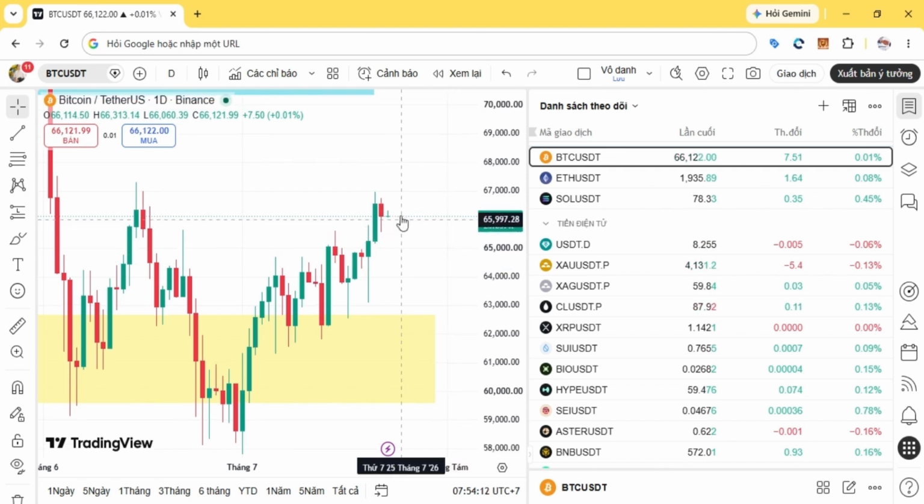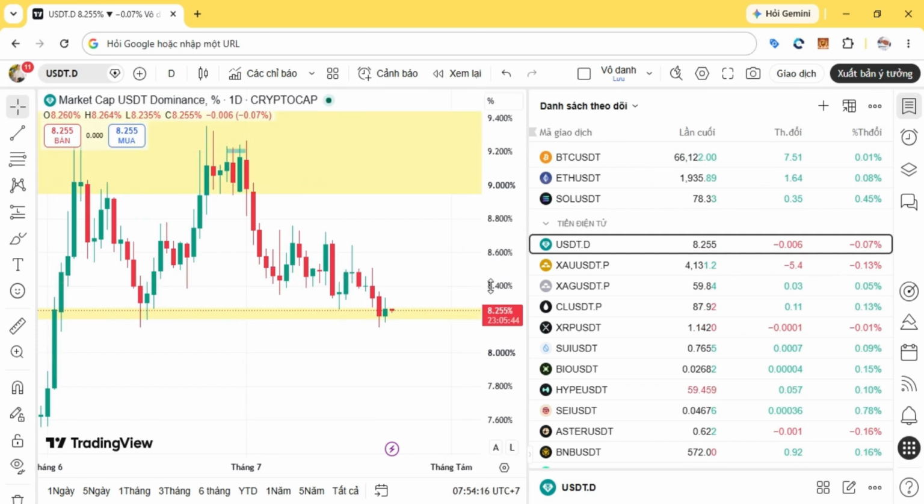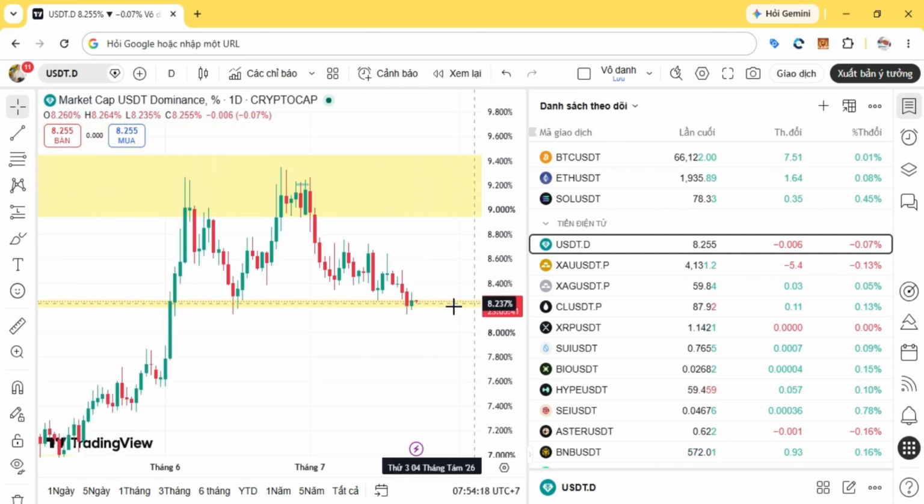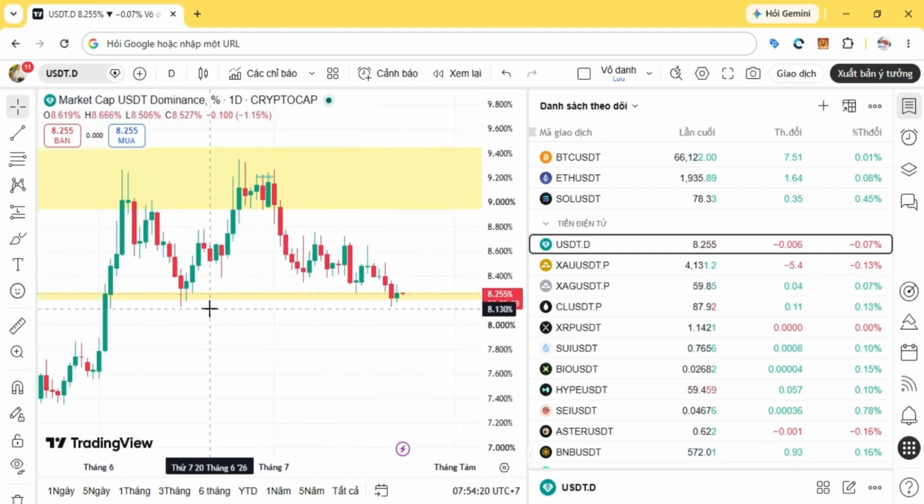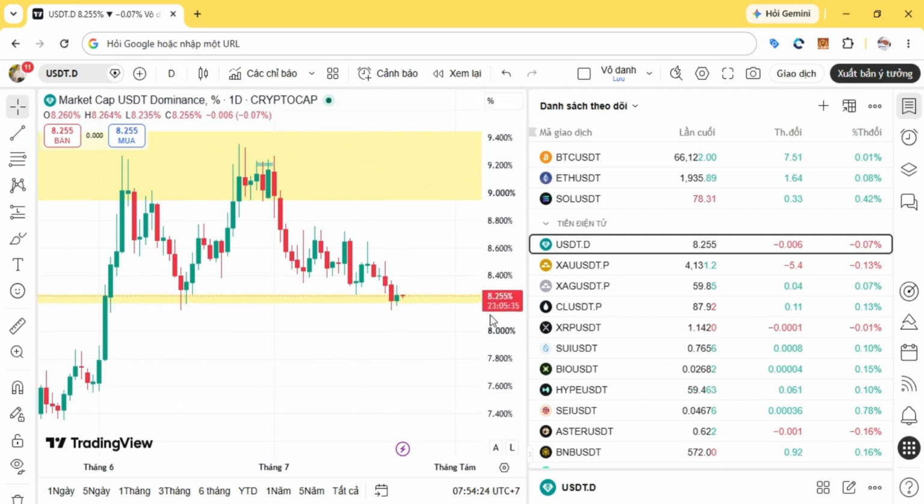Why does it rebound? Let's continue by looking at USDTD. Here, what do we see with USDTD today? We can see that it's still showing a double bottom or even a triple bottom pattern, right? And for this area, we assume that it can't break through.